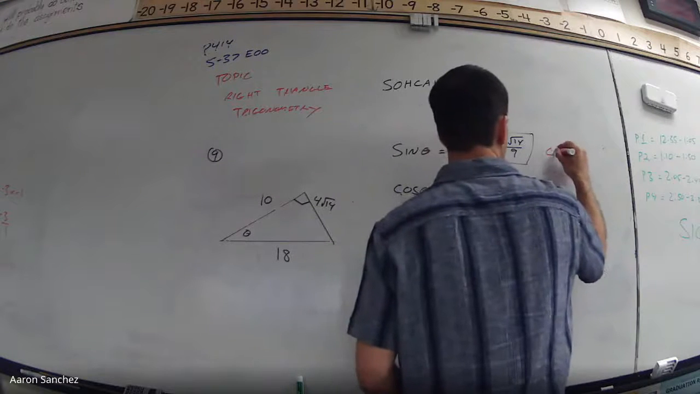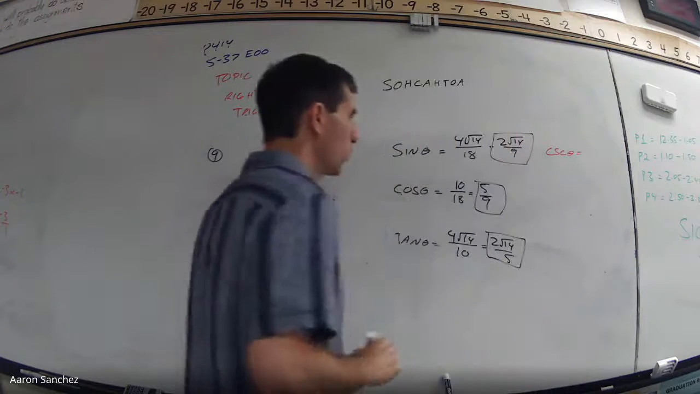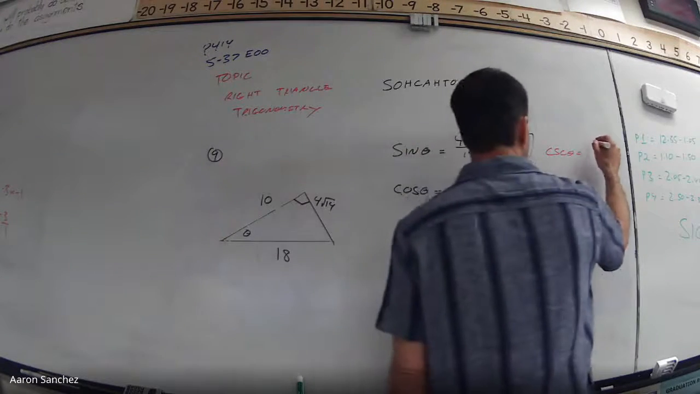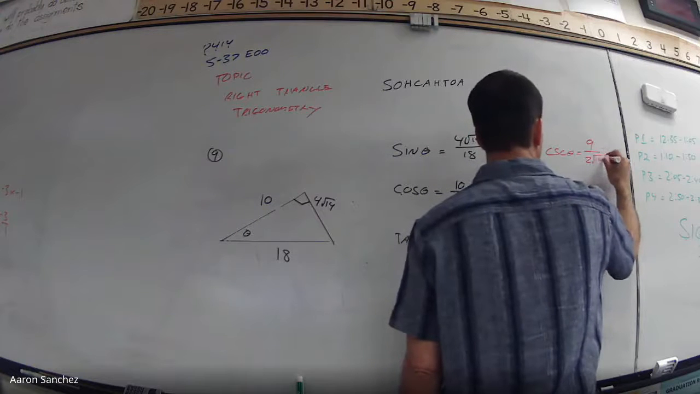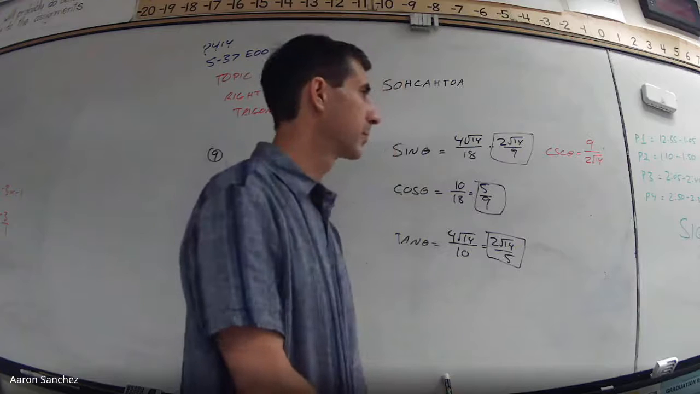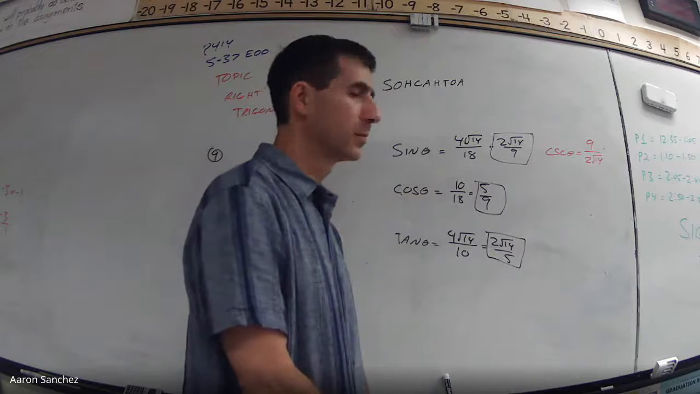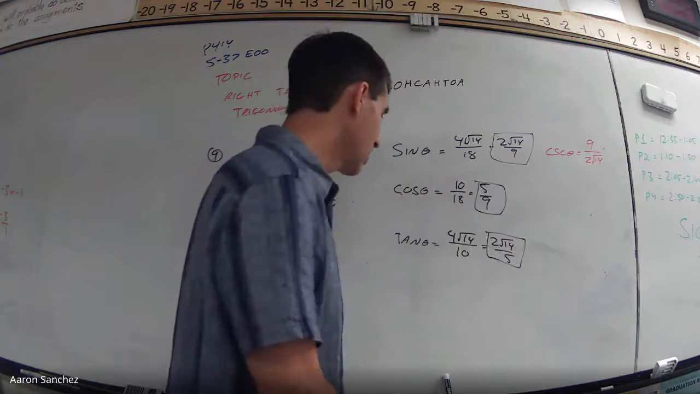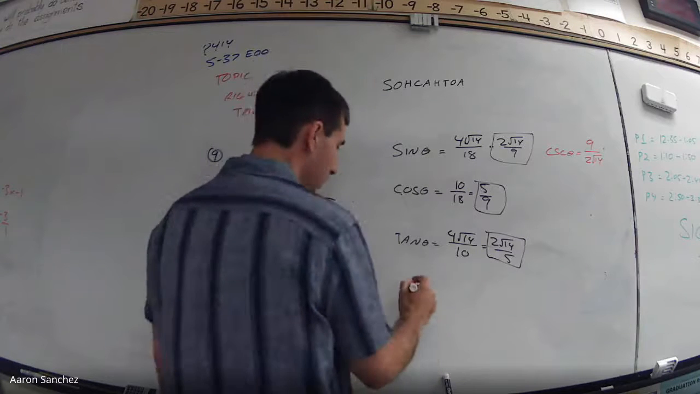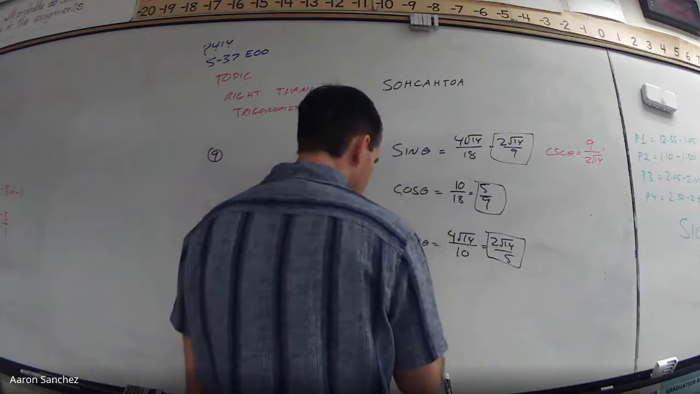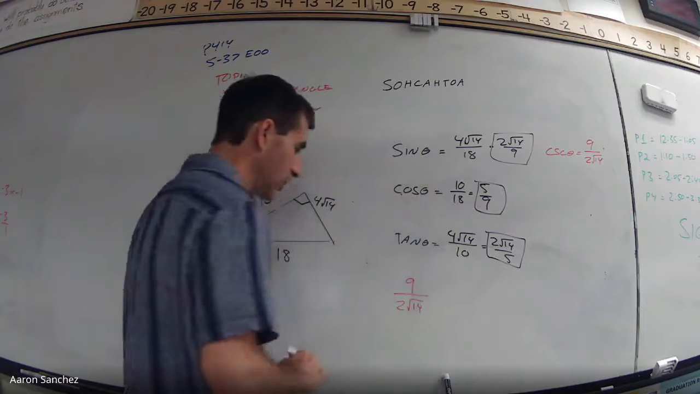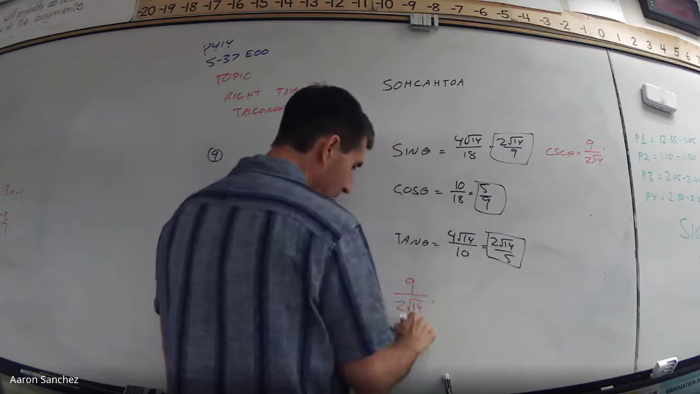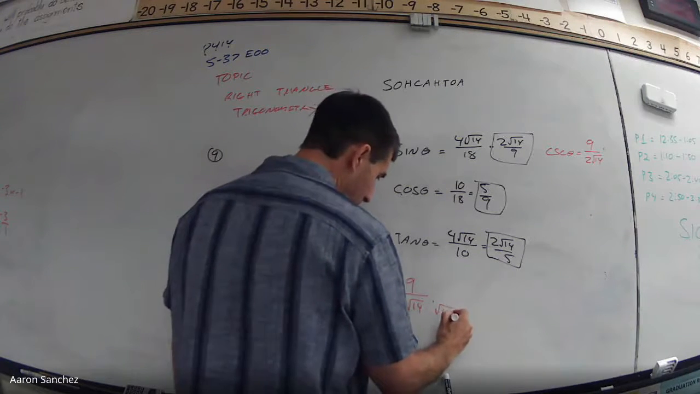Cosecant. Okay, there we go. Cosecant is the reciprocal of sine. Cosecant is 9 over 2 root 14. I cannot have that square root 14 in the denominator. So I'm going to solve it right here. What I'm going to do is multiply the numerator and denominator by the square root of 14. Just multiply it by itself.